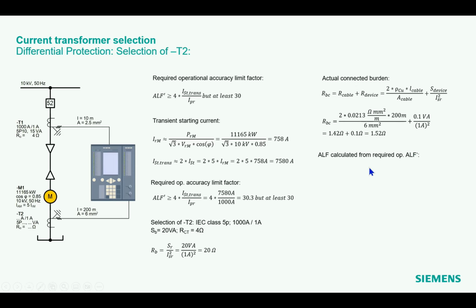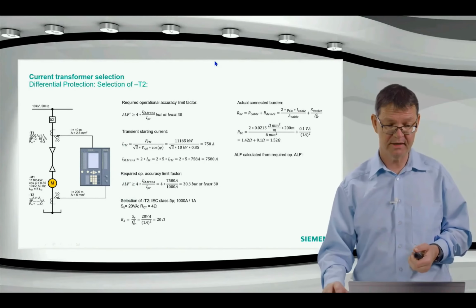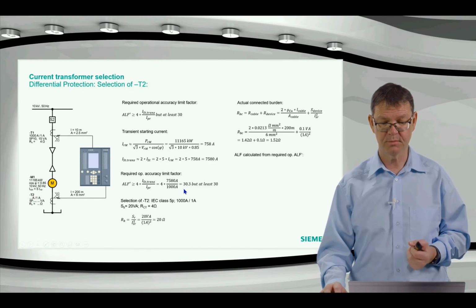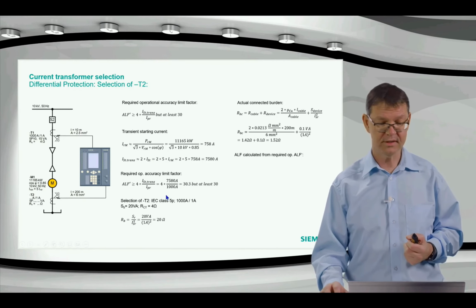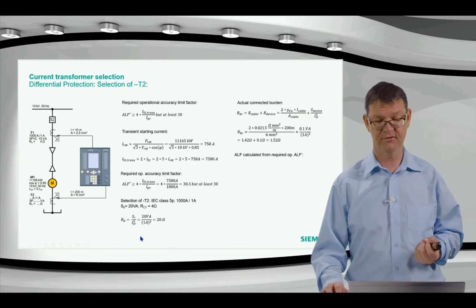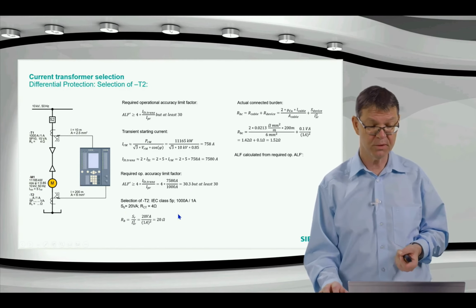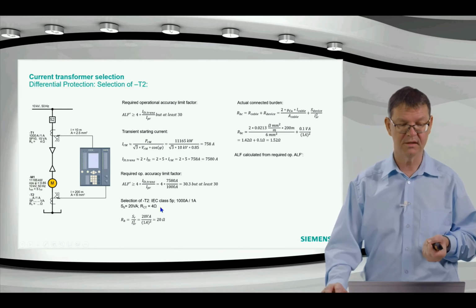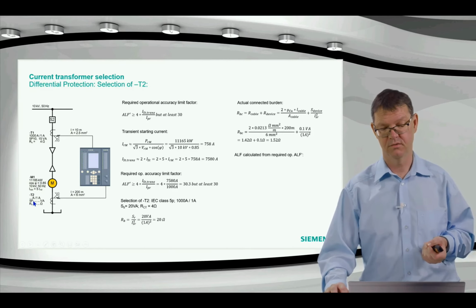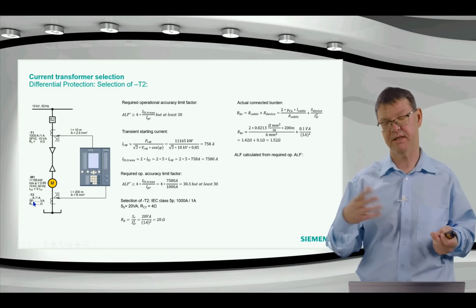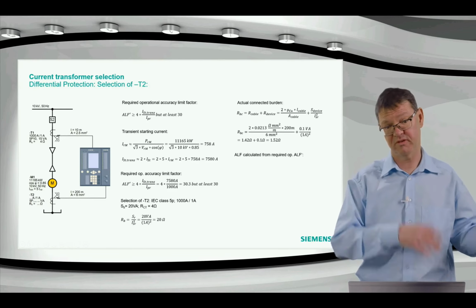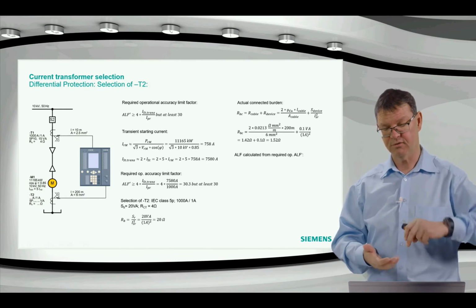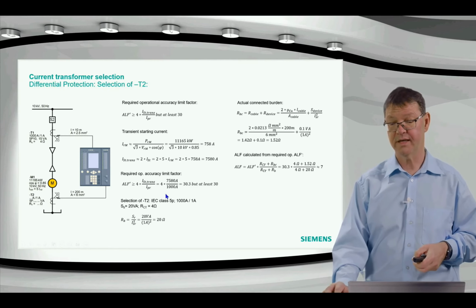Okay, good. Now we do the game the other way around. That means we now have the required ALF factor here, which is 30.3. I have already some characteristics defined, selected of this current transformer. What is missing is the number after the P. I want to know, do I need a 5P10 or 5P15 or 5P20? And therefore I just invert this calculation.